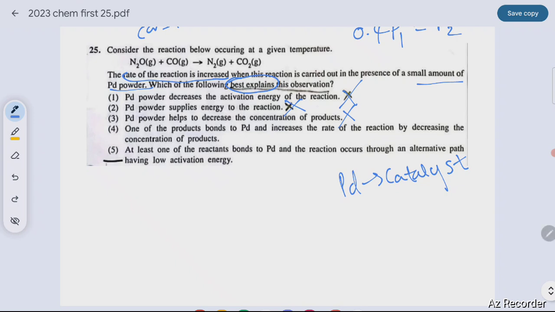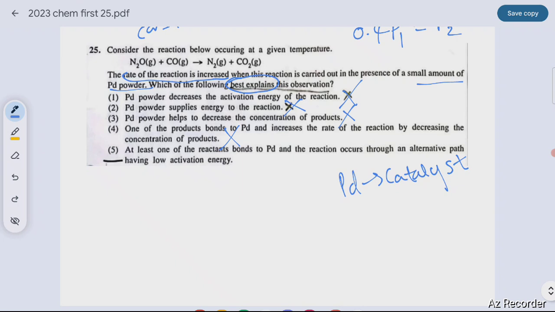Fourth statement: one of the products bonds to palladium and increases the rate of the reaction by decreasing the concentration of products. Again, they are saying the products' concentration is changed. No, it cannot make any change to the concentration of the products. It only increases the rate of the reaction by providing a pathway with less activation energy.